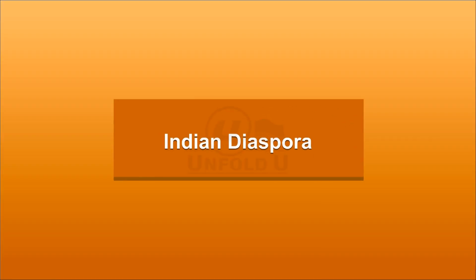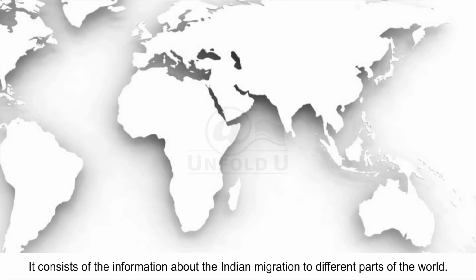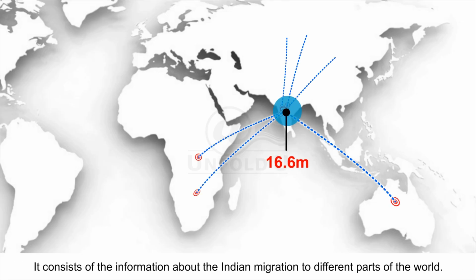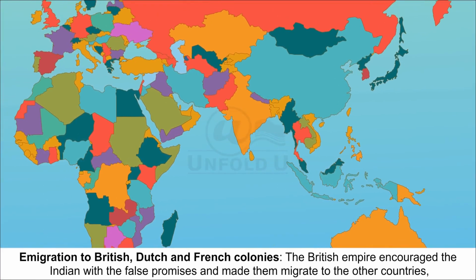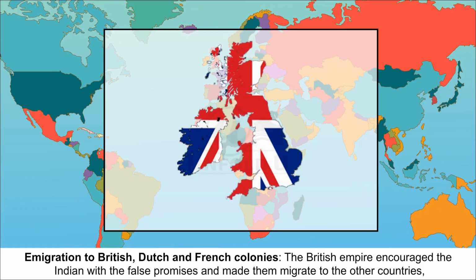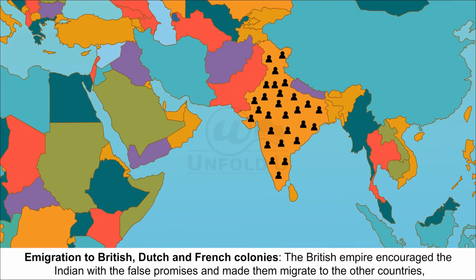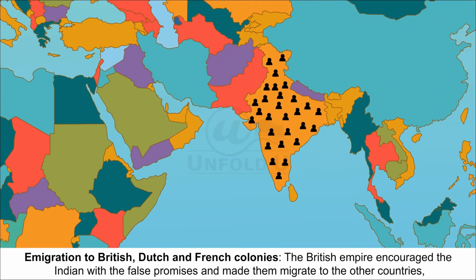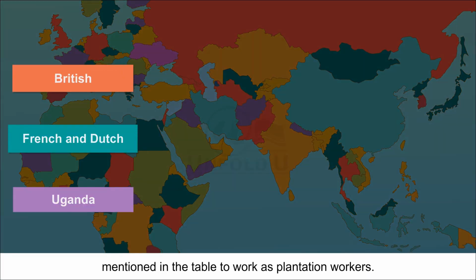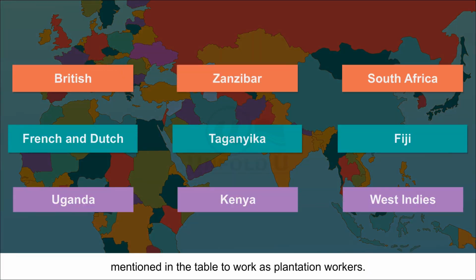Indian diaspora. It consists of the information about the Indian migration to different parts of the world. Emigration to British, Dutch and French colonies. The British Empire encouraged the Indians with false promises and made them migrate to the other countries mentioned in the table to work as plantation workers.